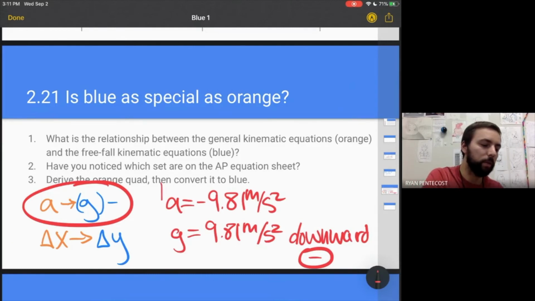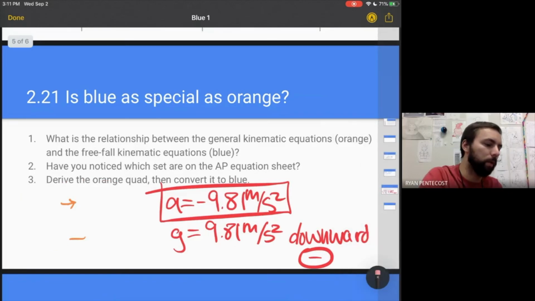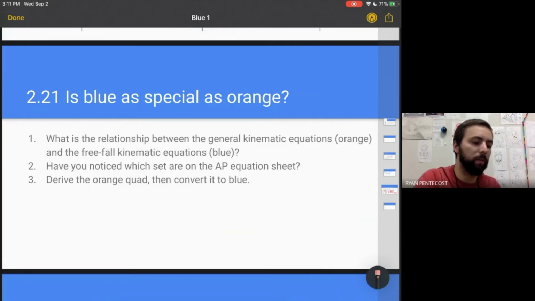Whereas if we just stick with this as our given, we don't have to make any variable changes, and we don't have to change any signs in the equations. Then we don't have to memorize a whole other set of equations, orange and blue, right? So I will be using orange from here on out. And the reason why, not just because I'm super forgetful on my signs, but also because of the answer to this next question. The answer to the next question, number 2, have you noticed which set are on the AP equation sheet? The AP equation sheet can be found on our website on Canvas, and it's just freely available on the College Board website.